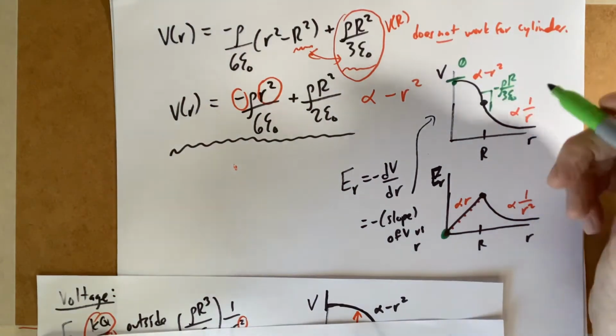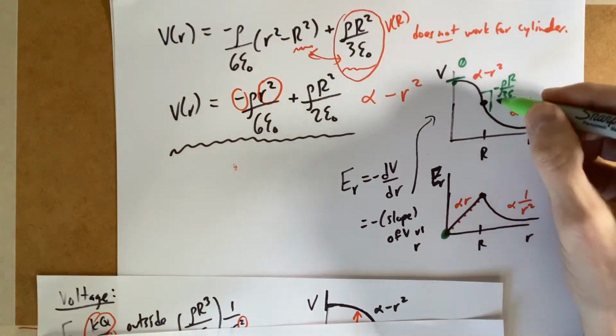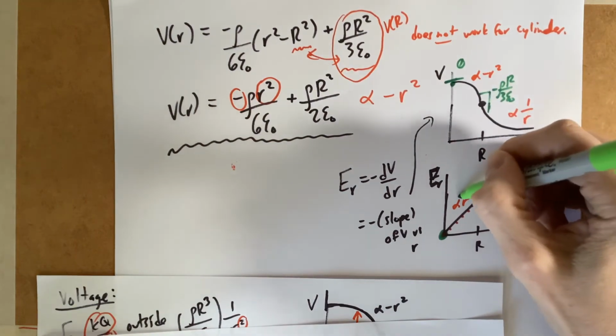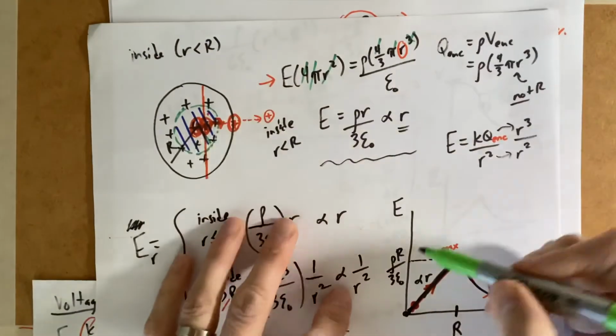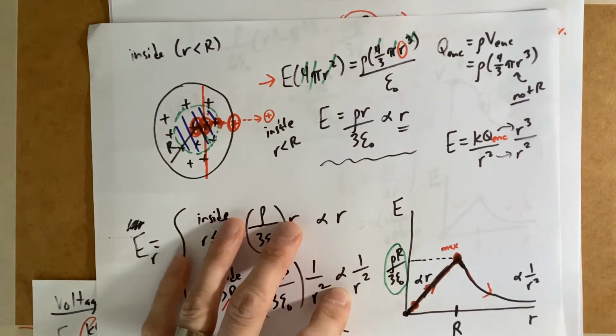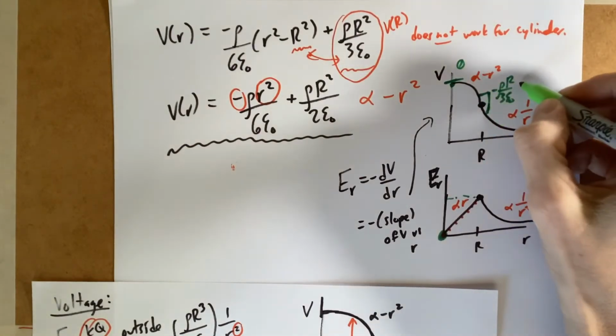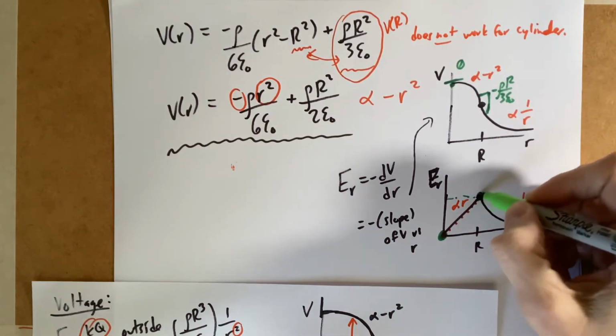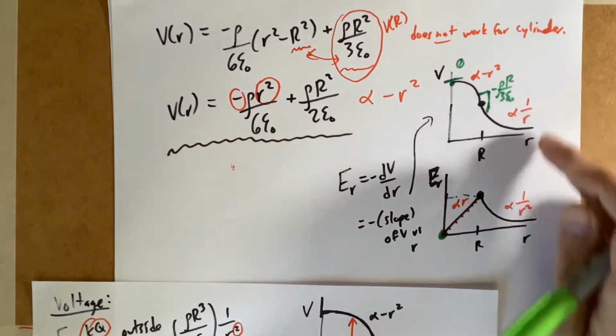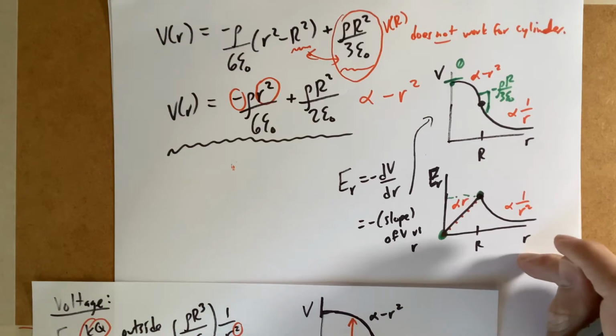Well, how do I know that? Well, remember the minus of the slope is this value, which I already found previously, right here. Okay, so I'm sort of double checking. This is the maximum negative slope. That's the maximum positive value here. The slope of this graph is the value here.